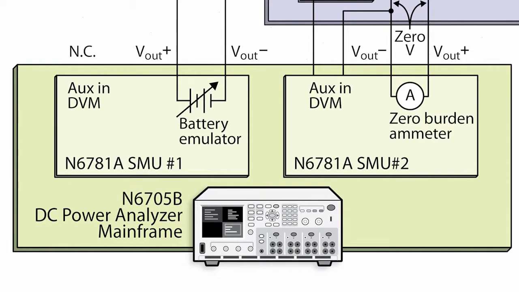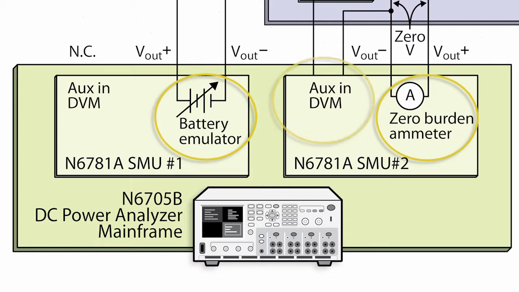The N6781A has a number of unique features that provide improved accuracy for this type of testing. The battery emulation source has realistic input power characteristics and more accurate results. The zero-burden shunt operating mode eliminates the voltage drop problem of conventional shunts. An independent DVM input is provided for logging the subcircuit bias voltage.